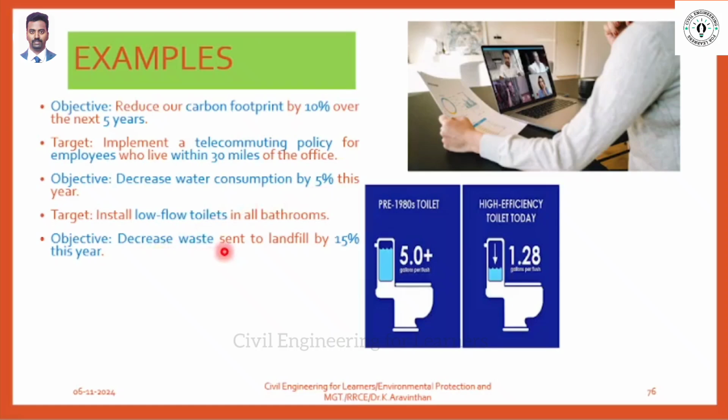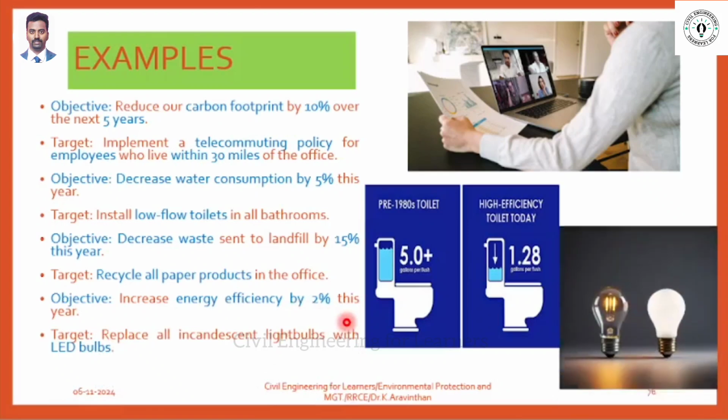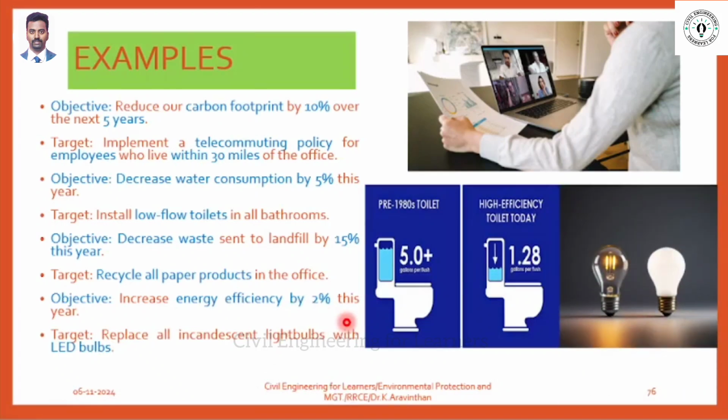Then, decrease waste in landfill by 15% this year. What you can do is opt for recycling. Whatever you dumped in earlier years, you can recycle it. During a recycle operation, you will take all the waste which you have dumped. Also, you can increase energy efficiency by 2%. How can you increase energy efficiency? By replacing incandescent lamps. For that you can use LED bulbs.